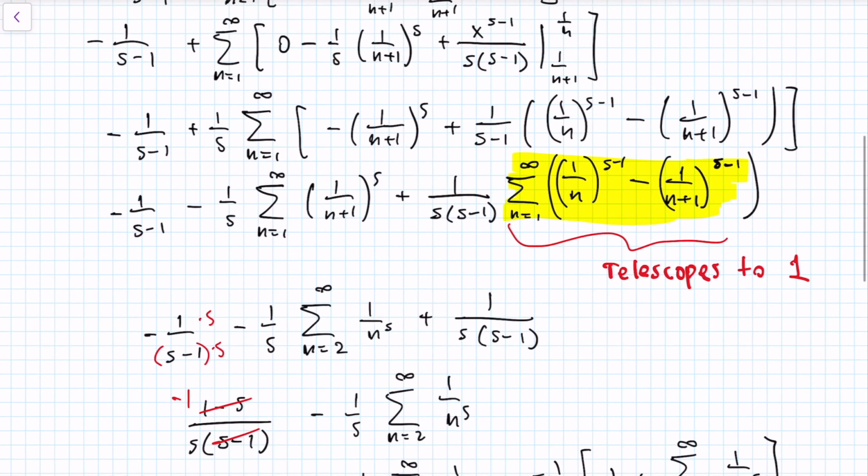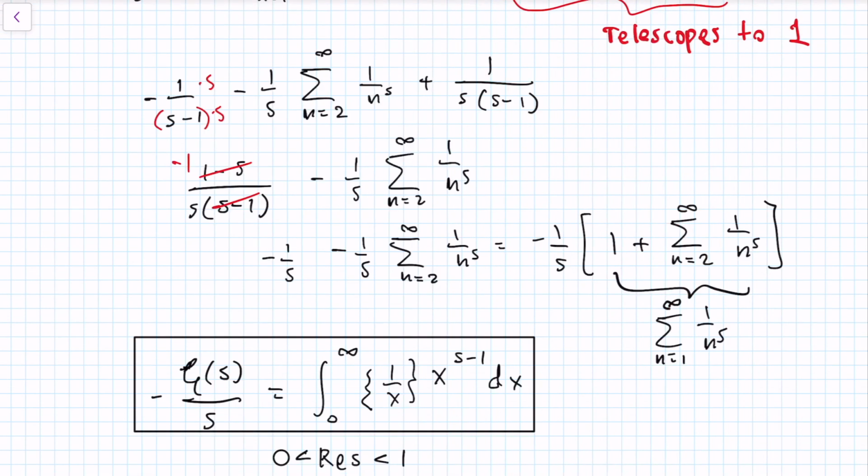In fact, it's all of this right here. There's some kind of change in variables that allows us to see that this is indeed convergent when the real part of s is in between 0 and 1. So it's something to look into, but definitely a treat to see.